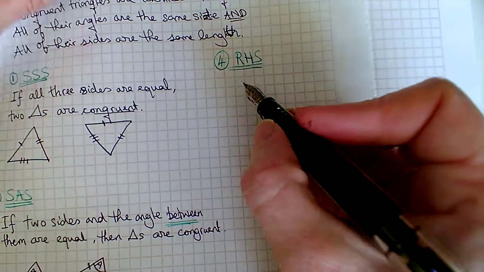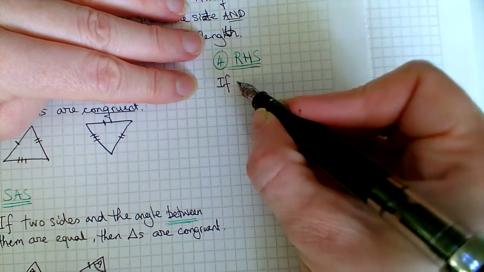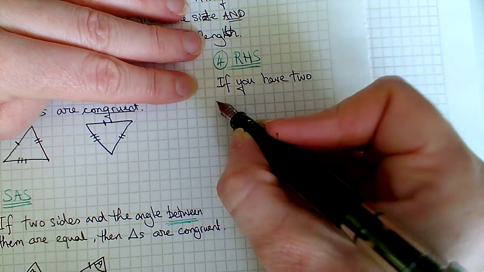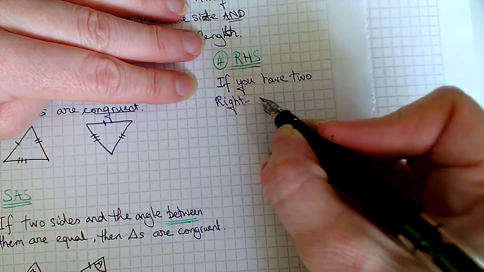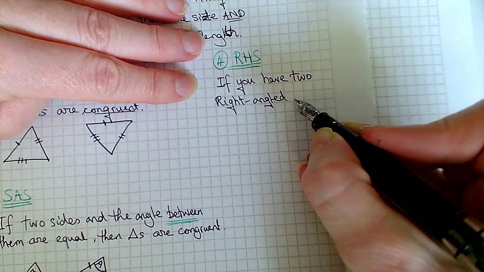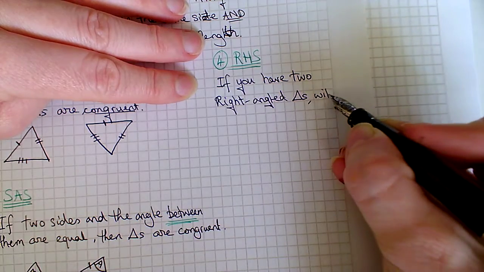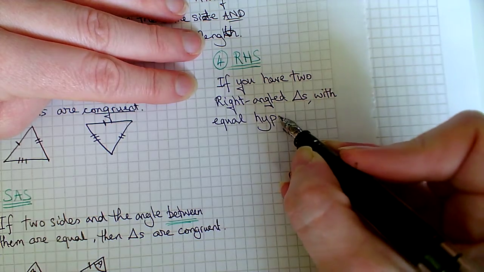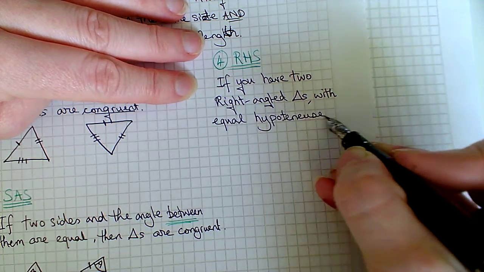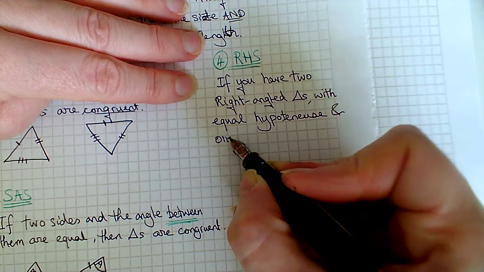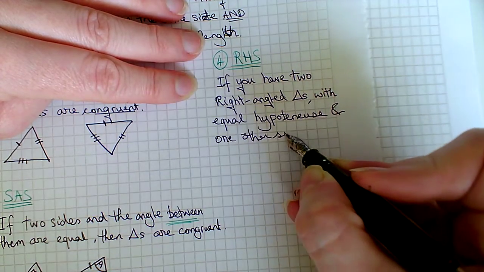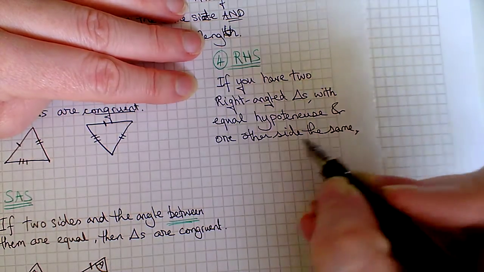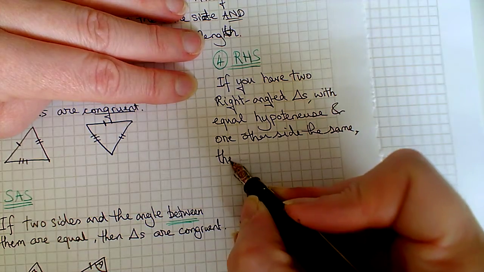So if you have two right-angled triangles with equal hypotenuse and one other side the same, then those triangles are congruent.